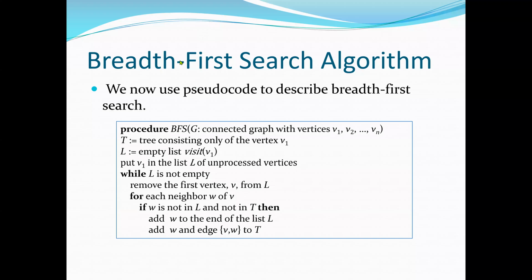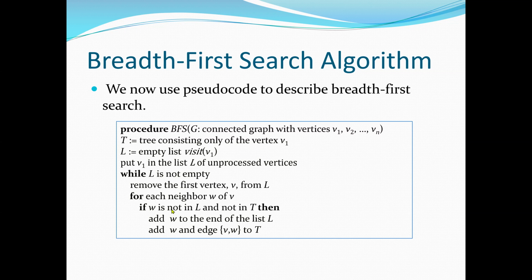So we have our algorithm for breadth first search. T is our tree, which consists only of the vertex V1. L is our empty list. So we visit V1 first. Now put V1 in the list L of unprocessed vertices. Unprocessed vertices means the vertices that we haven't visited yet. Then while L is not empty. If L is empty, then we finish. Even if it's only one node, V1, then we finish.